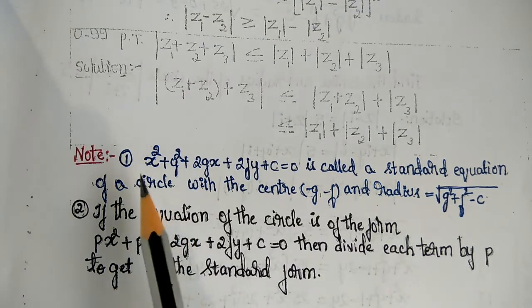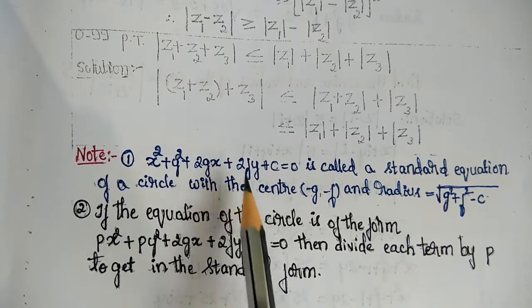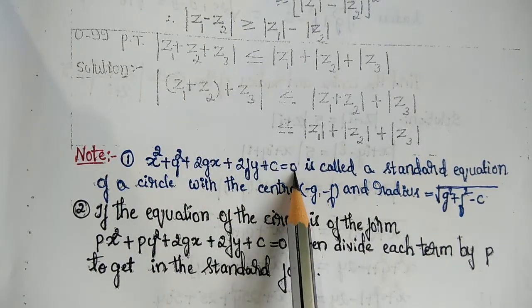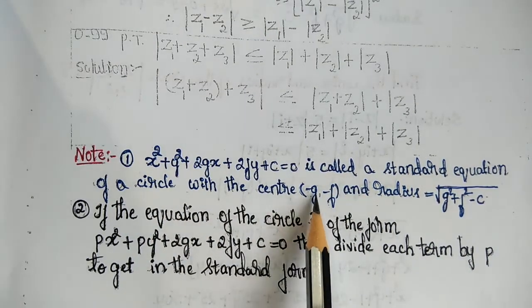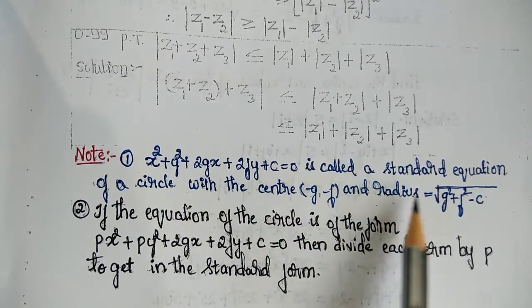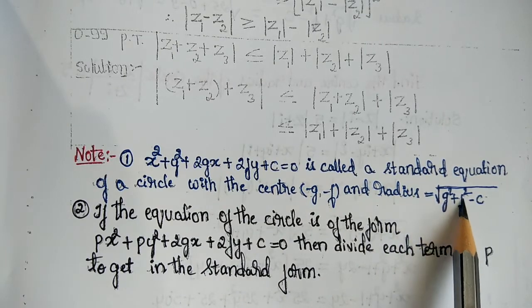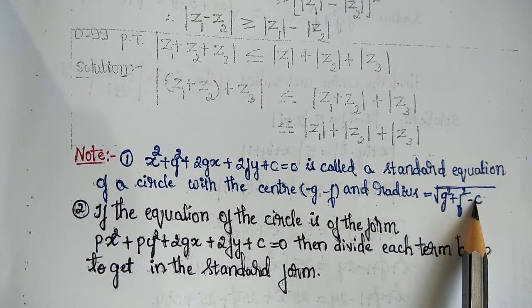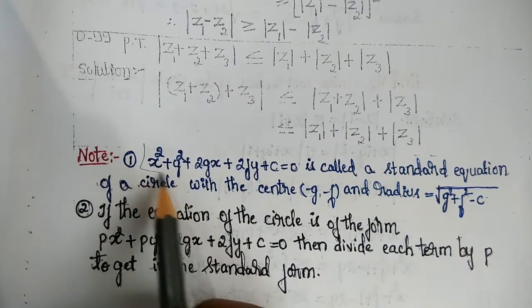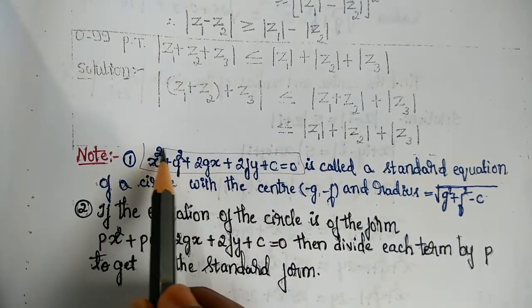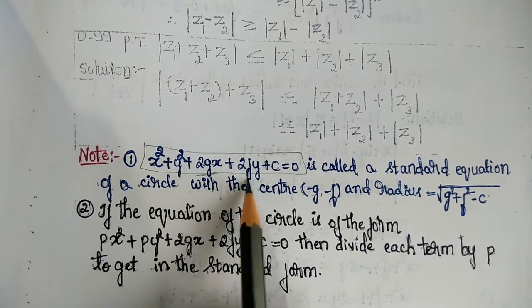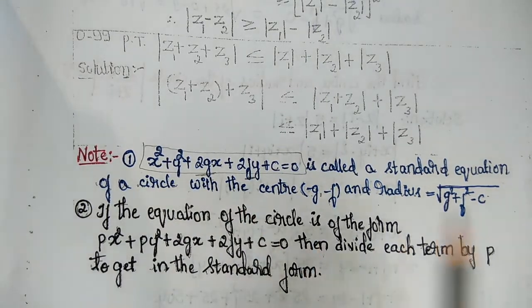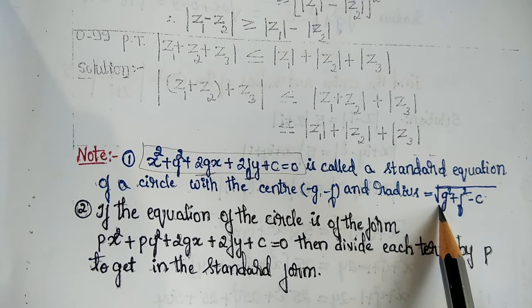Here is the note: x square plus y square plus 2gx plus 2fy plus c is equal to 0 is called a standard equation of a circle with the center minus g comma minus f and radius equal to square root of g square plus f square minus c. Is it clear? So this is the equation of a circle whose center is minus g comma minus f and radius is square root of g square plus f square minus c.